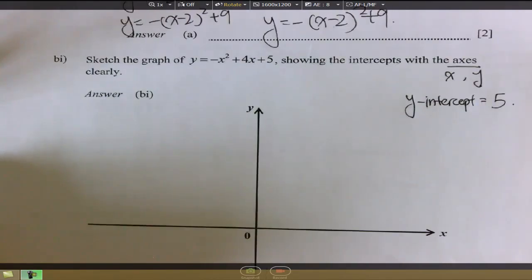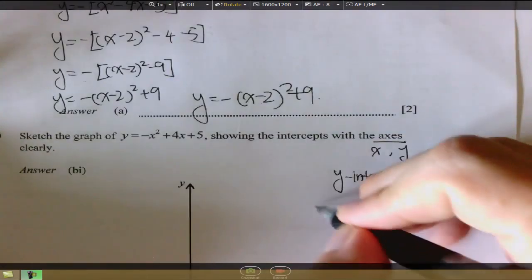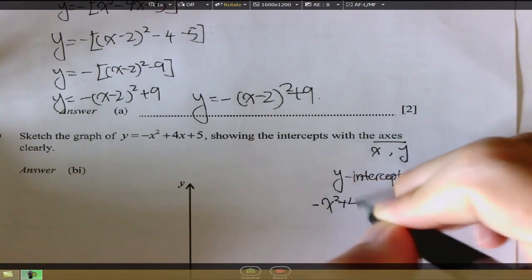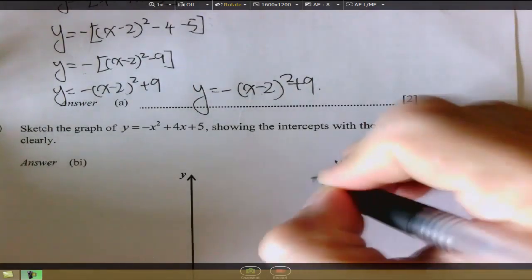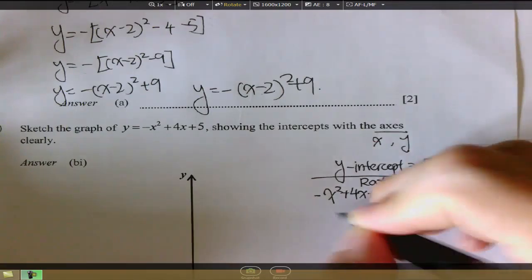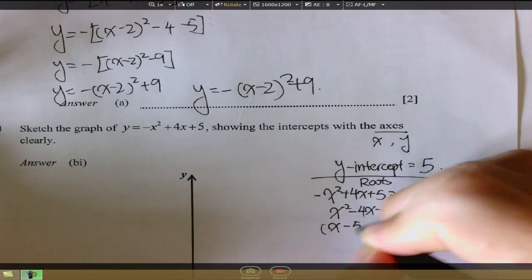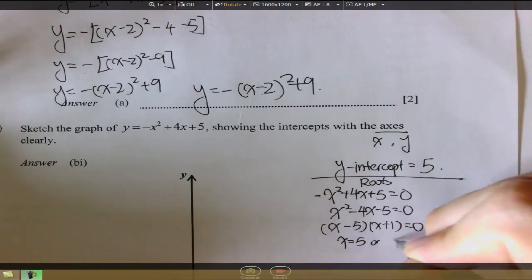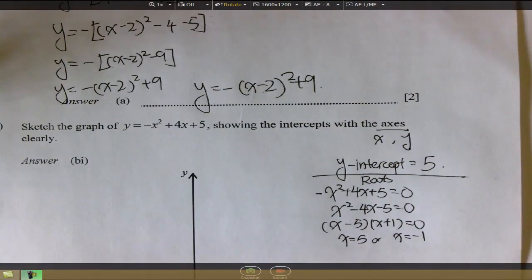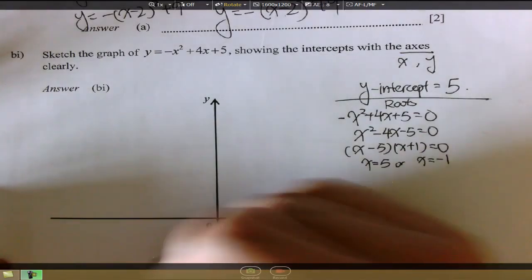Now to find the roots or the x-intercepts, we look back at the original equation and we let y equal 0, like this. This one is to find the roots. Then we multiply both sides by -1. Then we factorize. So x equals 5 or x equals -1. So what we need to do now is this. We know that the y-intercept is 5. There's a root at -1 and 5. So if we just quickly sketch a graph.